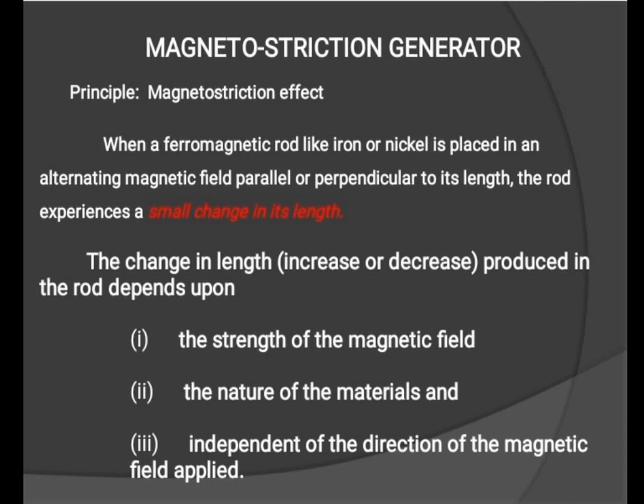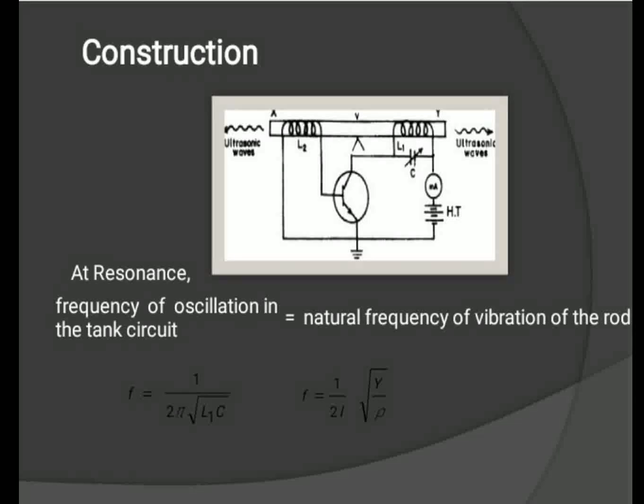A nickel rod placed in a rapidly varying magnetic field alternately expands and contracts with twice the frequency of the applied magnetic field. By adjusting the frequency of the alternating magnetic field to be equal to the natural frequency of the longitudinal vibrations of the rod, resonance is produced. Due to this resonance, vibrations of large amplitude are produced in the rod. Ultrasonic waves are emitted from the ends of the rod if the frequency of the alternating magnetic field is more than 20 kHz. Now we see the construction of the magnetostriction ultrasonic generator.